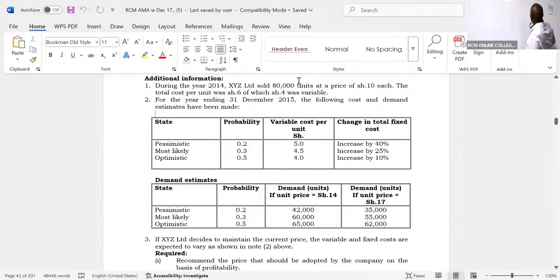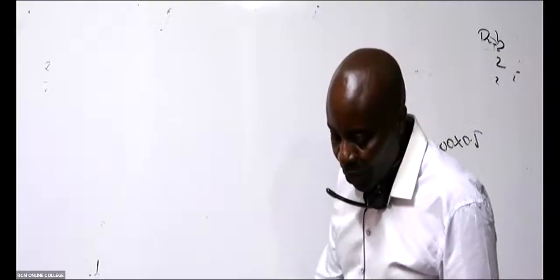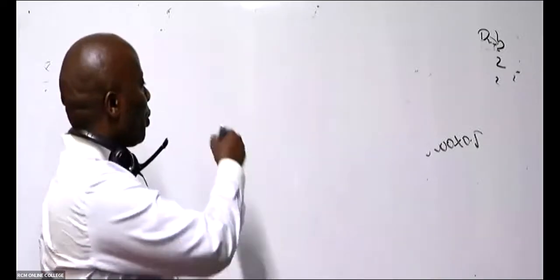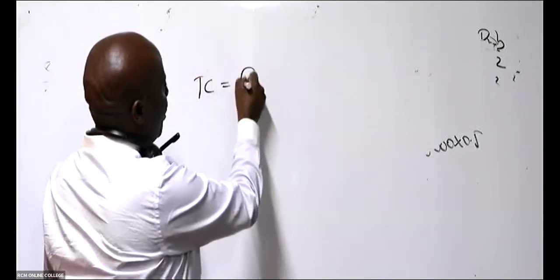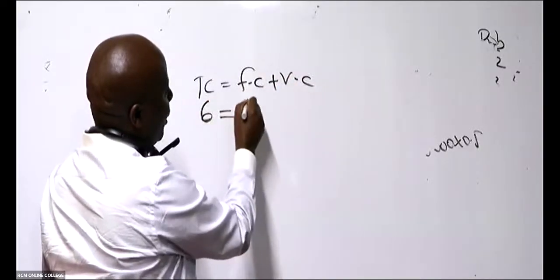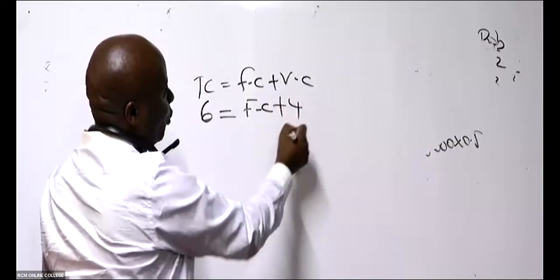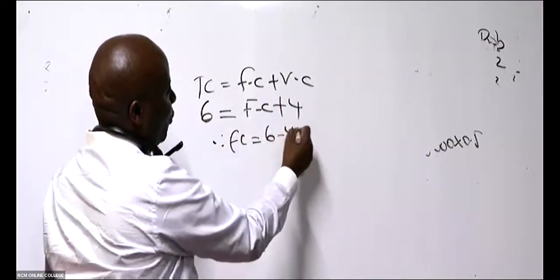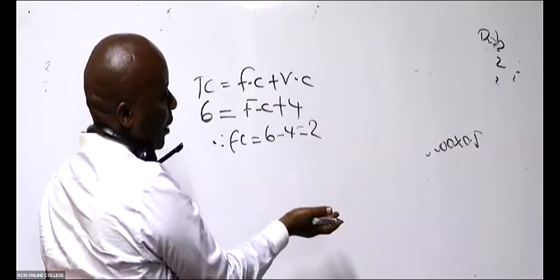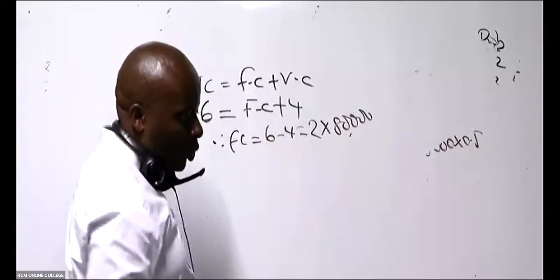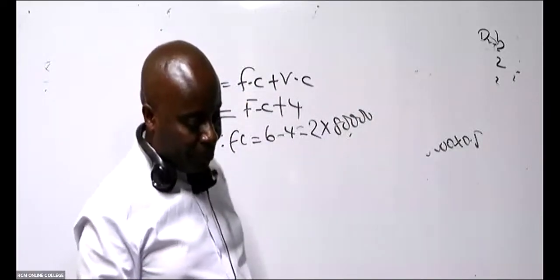Now, if you look at this, we know that our total cost is fixed cost plus what here, somebody? And the total cost is 6. Fixed cost we don't have. They have told us variable cost is 4. Therefore, fixed cost will be 6 minus 4, 2 per unit, times the current production to get total fixed cost. I hope that is helpful.